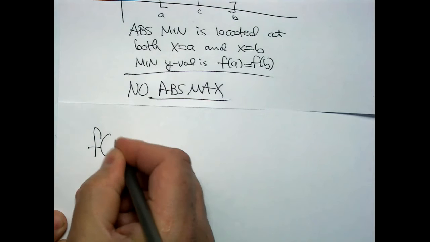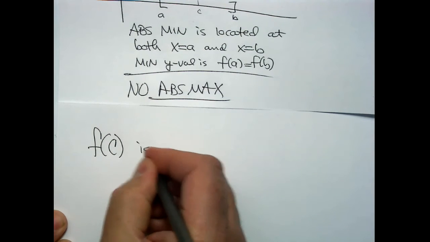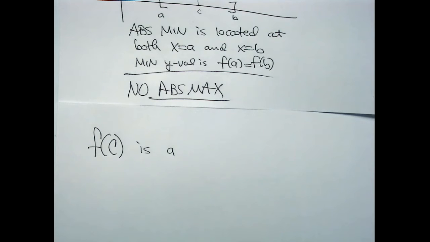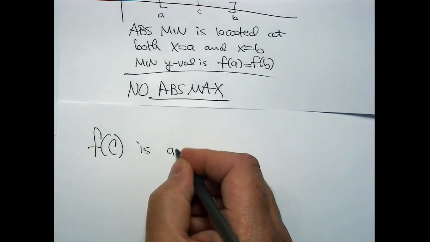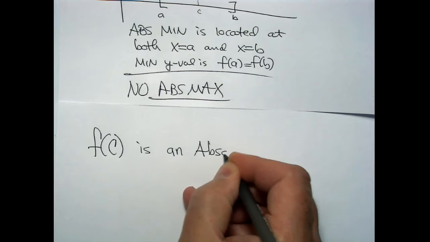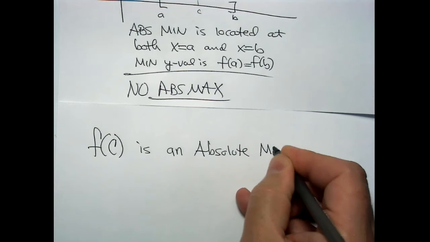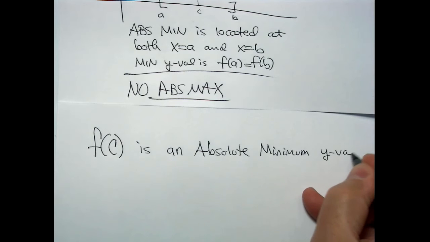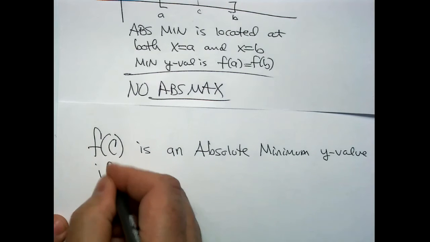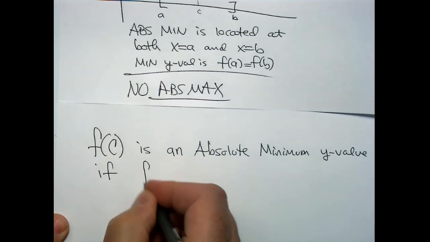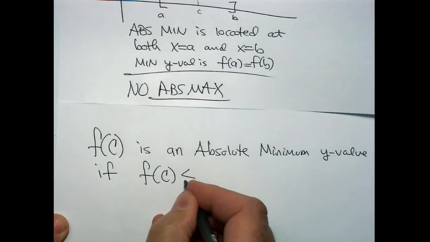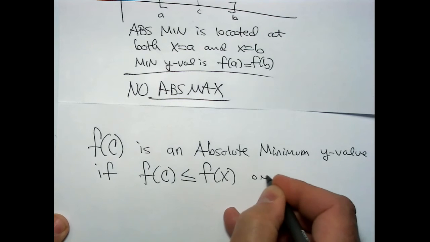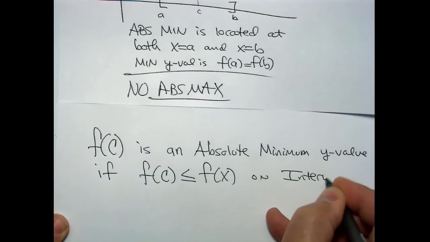F of c is an absolute minimum y value as long as the f of c is less than or equal to every other f of x on the interval. That makes sense, right?